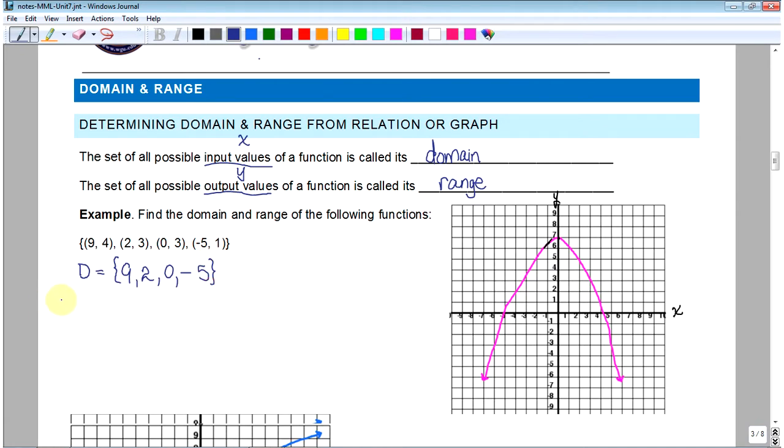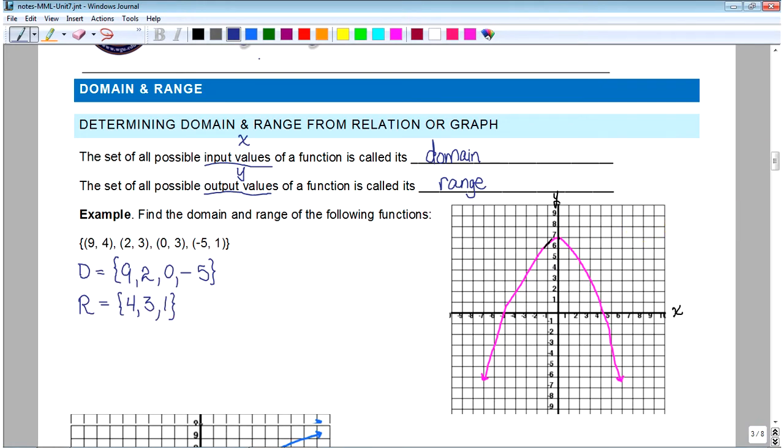And that's it. My range is a set of all y values represented for my function. So I see my y values, which is the second coordinate, are 4, 3. I have another 3, but you don't need to list a number more than once in a set. It's already accounted for. And 1. And that would be the range of that function.